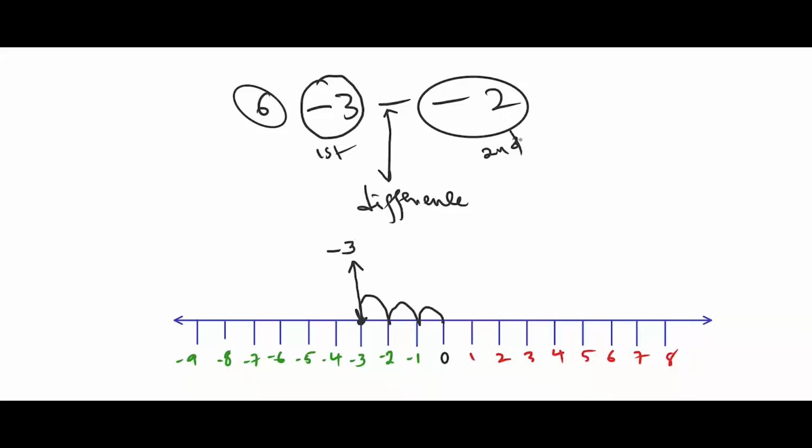Now let me do the second one, which is minus 2. I have to start from the origin. They are both negative numbers, so let's start from the origin again and count 2. So here you have 1 and 2. You can see it didn't meet up with the other. So that means minus 2 is here. Now, you can see, what is the gap between them?